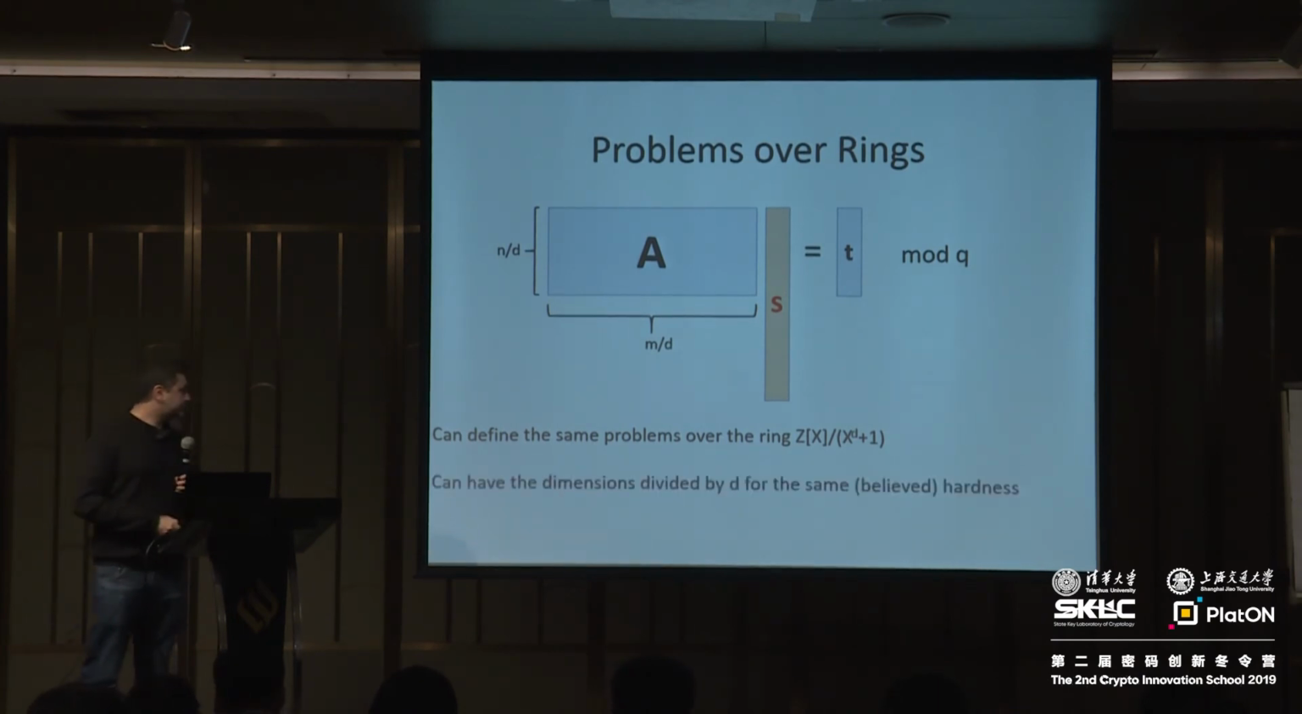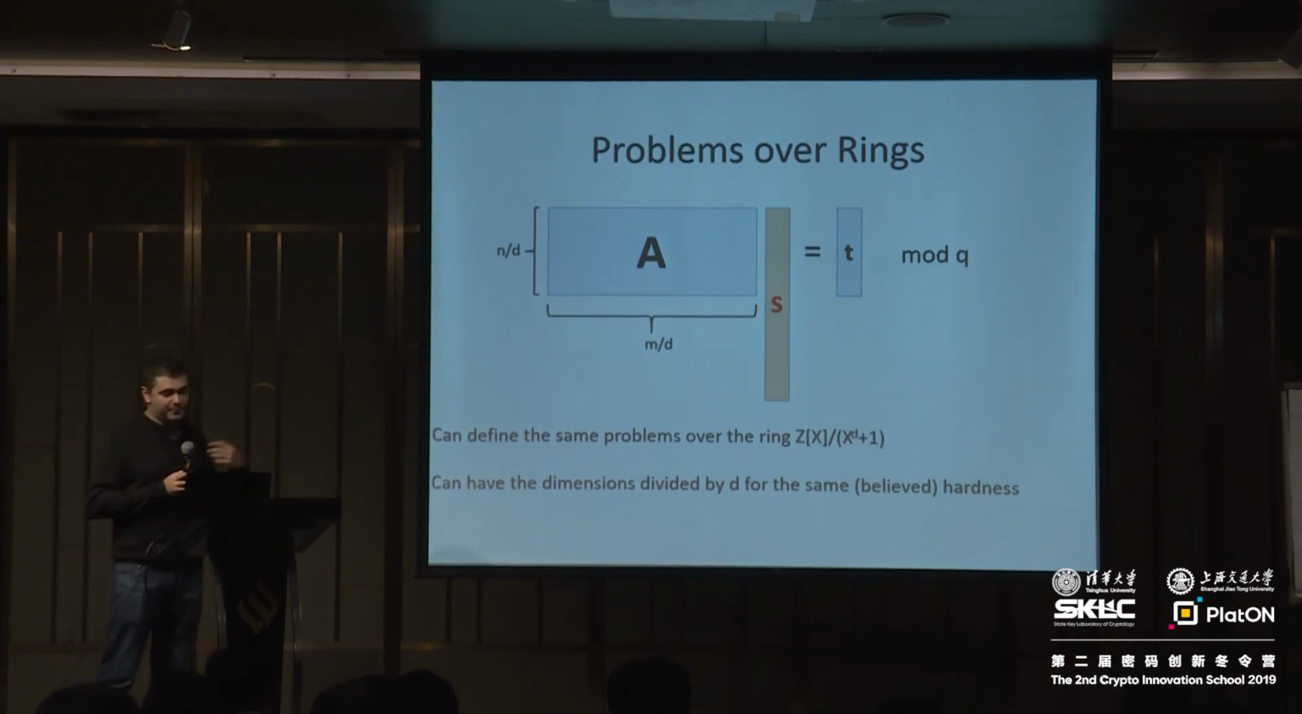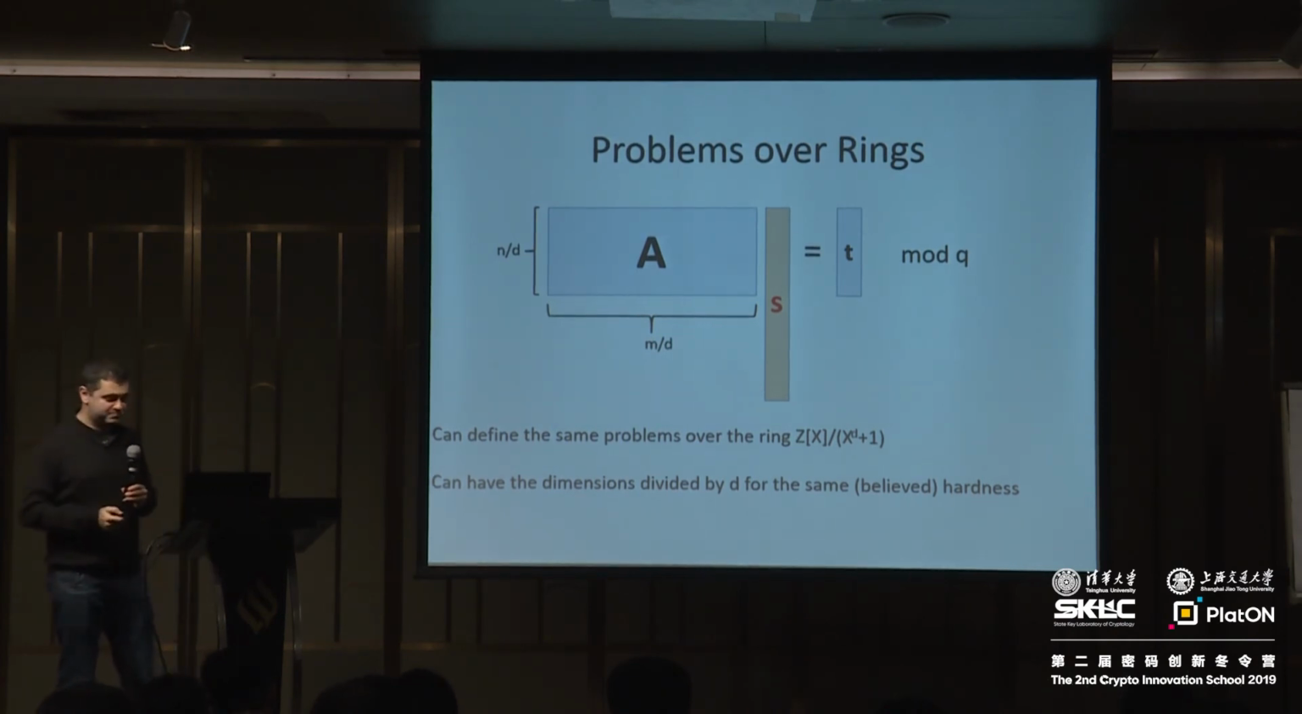But the nice idea is that now the dimensions of A can be divided by d for the same security. If you work over the ring Z[x] mod x^d plus 1, you need the dimension of your A to be d times less. The number of integers is kind of the same, if you think of it like that. And we don't know any better algorithms for the most part for ring-LWE than for LWE over the integers, that take advantage of the fact that we're working over polynomial rings.